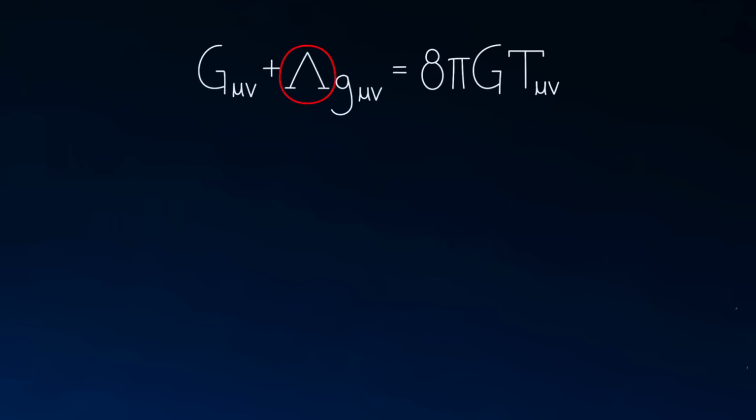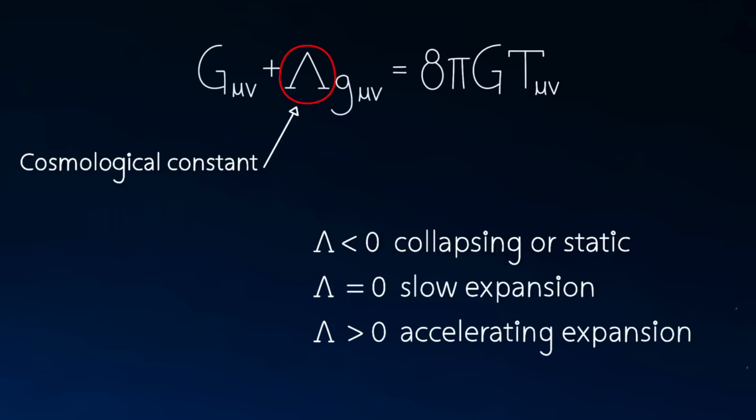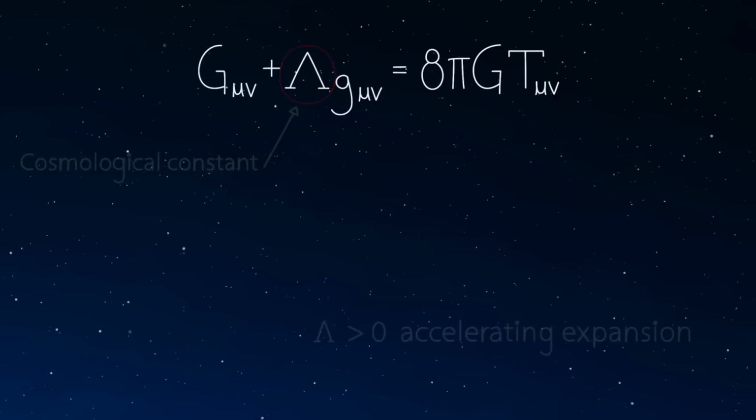Einstein's field equations also include this lambda value, the cosmological constant. This value can be used to describe a universe that collapses or holds steady, expands slowly, or expands at an accelerating rate. Astronomers are working to measure this value, and we seem to be in the third case, a universe that expands faster and faster.